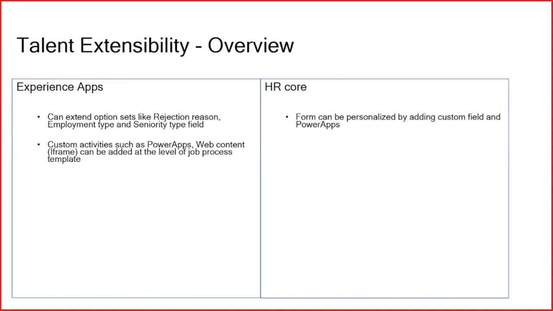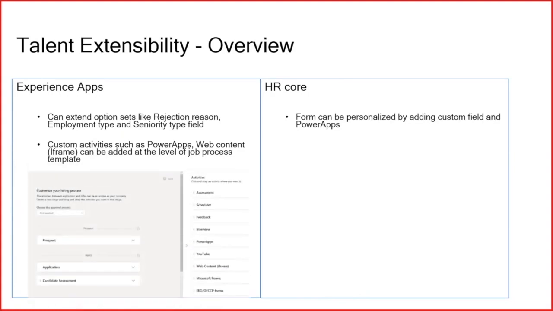We have an extensive roadmap coming up for experience apps in terms of how you can extend the different fields, customize the job profile, and customize the candidate application as well. At the same time, when you are creating a job template, this is a screen that most of you might have seen, where you have custom activities like Power Apps, YouTube and web content, which help you embed these activities at the time of job template creation, so that you can embed Power Apps as well as YouTube and web content iframe. Through the course of the presentation, we will see how to embed a Power App using these activities.